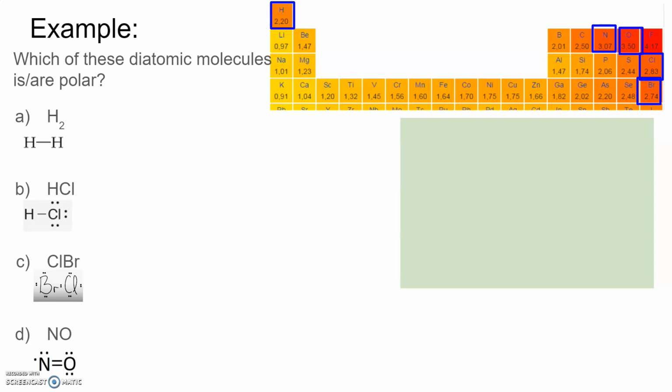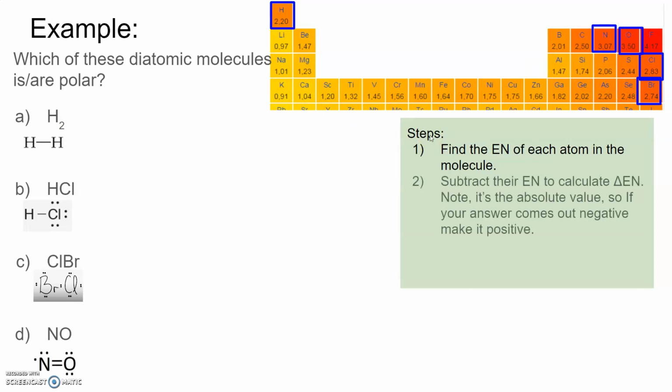So here are our examples. In this example, we're asked which of these diatomic molecules are polar. The steps that we do: first, we'll find the electronegativity of each atom in the molecule. So we would look in this table up here. Now, I've highlighted the elements that we're using in these examples.